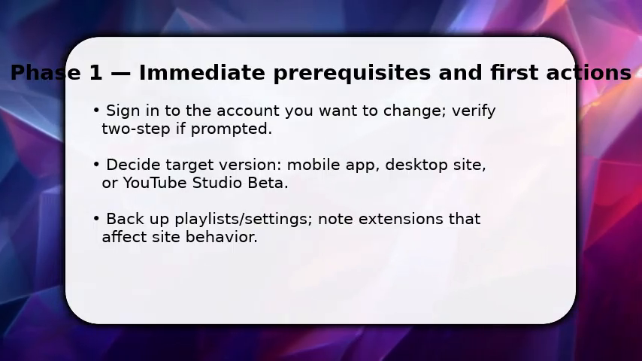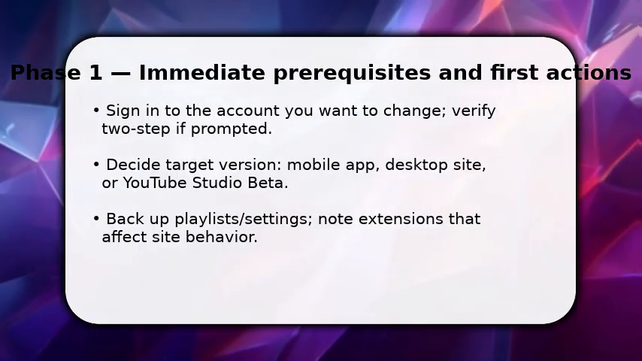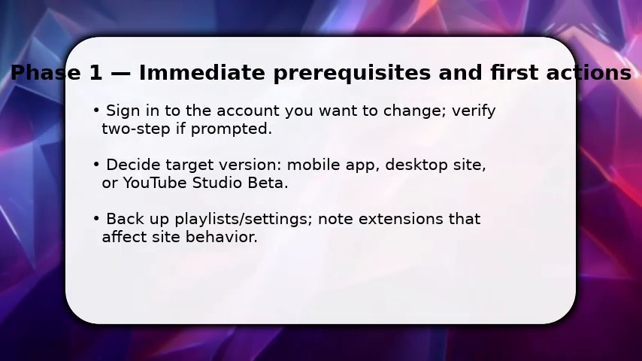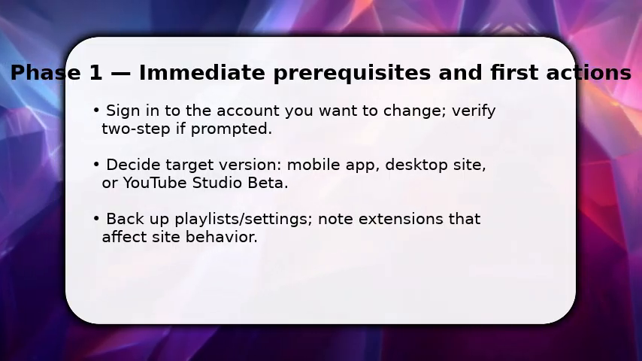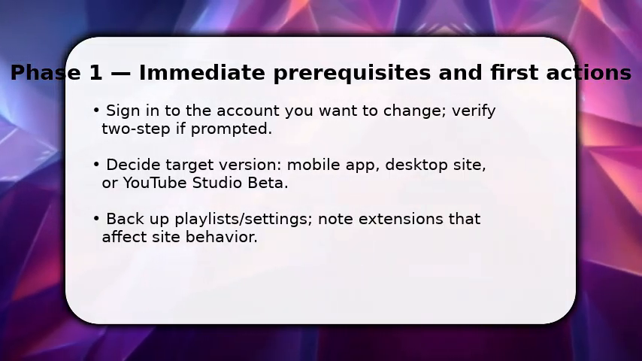You start by signing into the YouTube account you plan to change. Make sure two-step verification is ready if required. Once signed in, decide which version you want, mobile app, desktop classic, or YouTube Studio Beta, because each path differs. While you gather that, backup key playlists and settings. This prevents surprises. Don't delay.